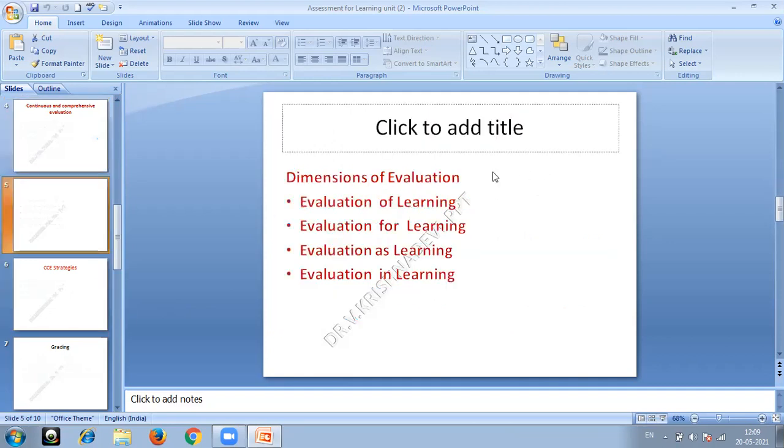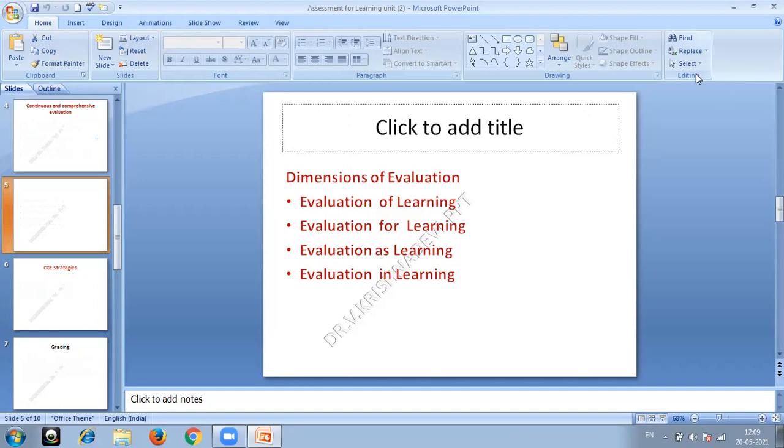And also in this CCE, dimensions of evaluation are there. First one is evaluation of learning, second one is evaluation for learning, third one is evaluation as learning, fourth one is evaluation in learning. In evaluation of learning, to measure the students' activities and collect the information about the students' activities. And second one, evaluation for learning.